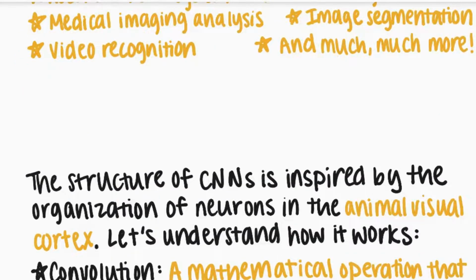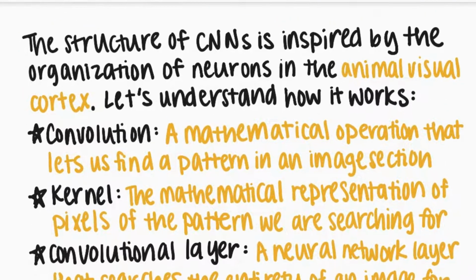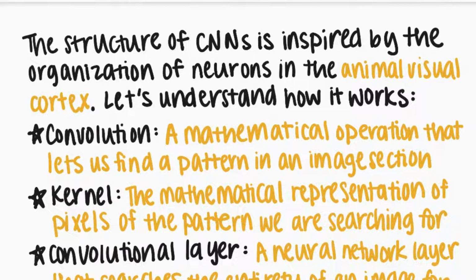Well, CNNs are inspired by the organization of neurons in the animal visual cortex, which is the part of the brain that helps us to process the information that comes from our eyes. So let's understand how it works.